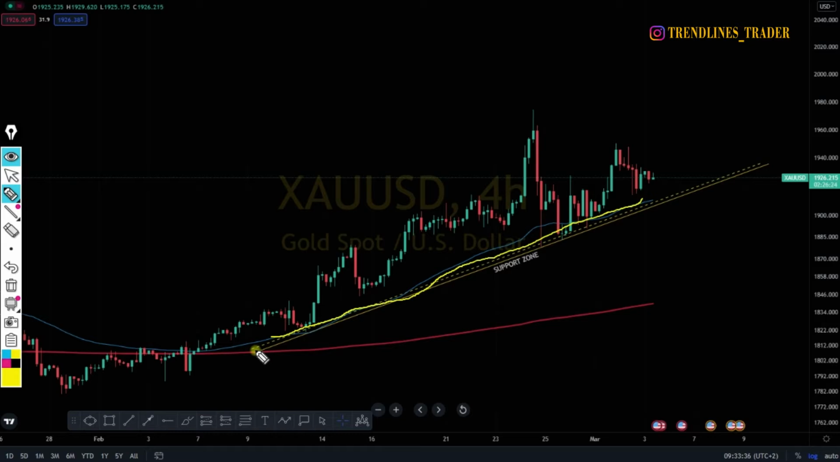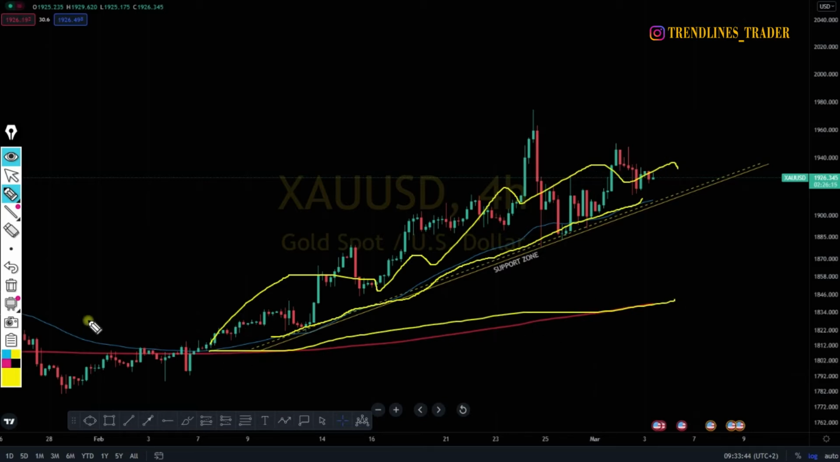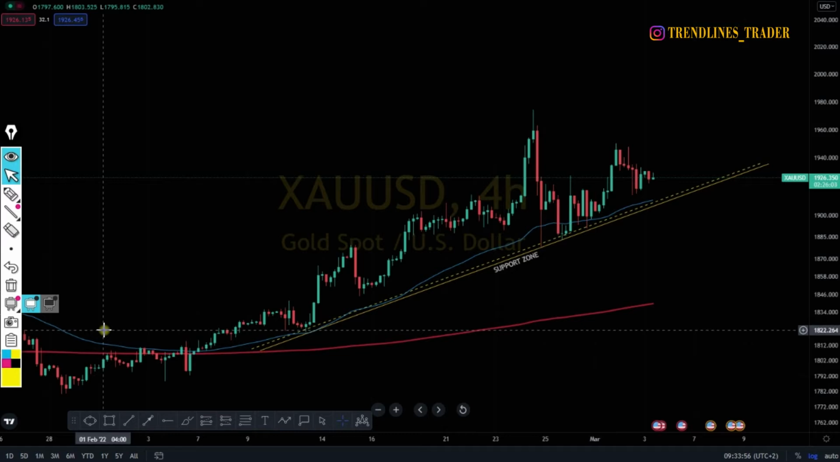I can put it in a simple way: when the market is above the 200, as you can see, it's above this 200 SMA, we can say we are looking for buys because we are bullish. But when the price starts to be below the 200, we can start to look for selling.